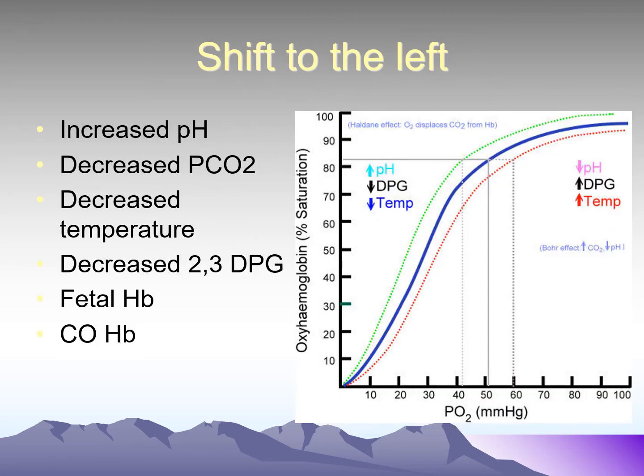Okay, now things that shift the oxygen hemoglobin association curve to the left are an increase in pH, so more alkalotic, which you'd see with a decreased PCO2, decreased temperature, decreased 2,3-DPG, fetal hemoglobin, and carboxyhemoglobin. Okay. So this is where you're going to have a greater affinity to the hemoglobin. Okay, so the lungs kind of have it more. Okay, you're less at the tissues.